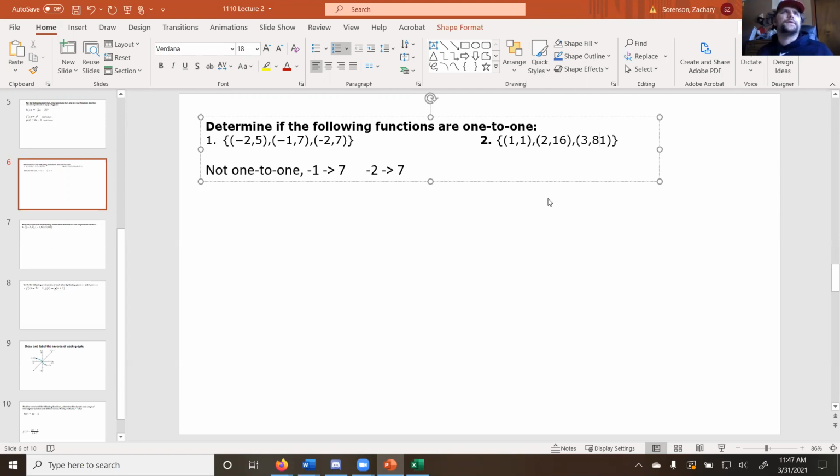So you might be thinking to yourself, why do I care about the definition of one-to-one? Honestly, I would argue that it's a little bit more important than the definition of a function.